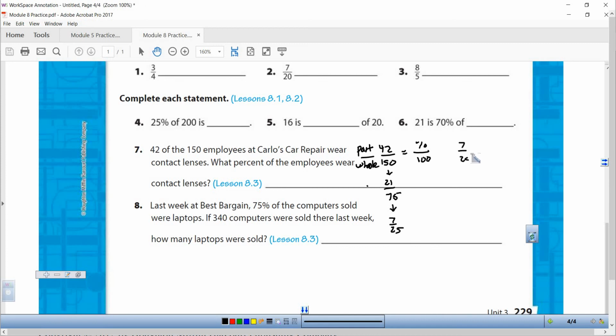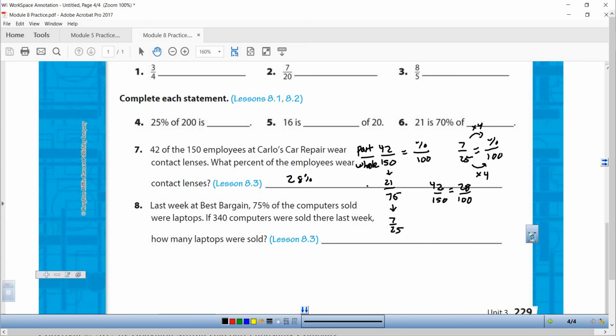Now, why do I like 7 over 25 so much? Because now that goes evenly into 100, doesn't it? 25 goes into 100 4 times. Times 4, and what do we get? We get 28%. So 42 over 150 is equivalent to 28 over 100.